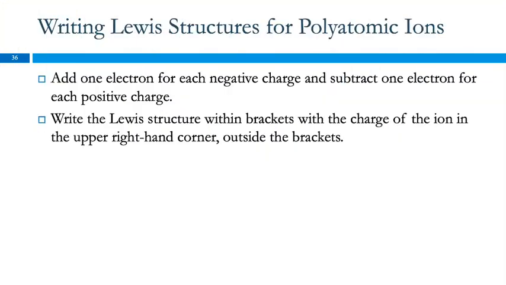So with polyatomic ions, you add 1 electron for every negative charge. So if you have a 2 minus charge, you have to add 2 electrons. You subtract 1 electron for each positive charge. And then we write the Lewis structure in brackets and put the charge of the ion outside the brackets in its usual place, the upper right-hand corner.